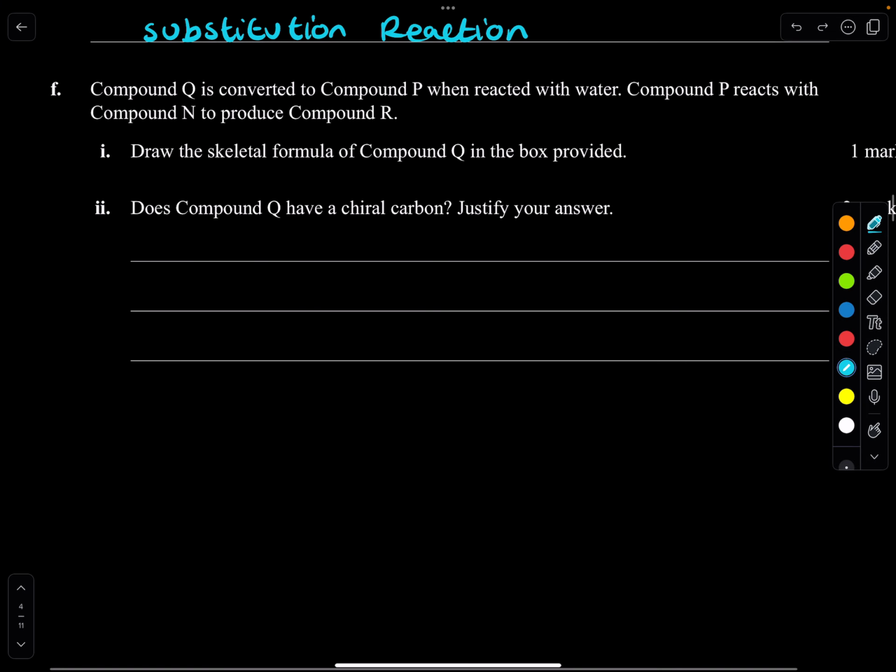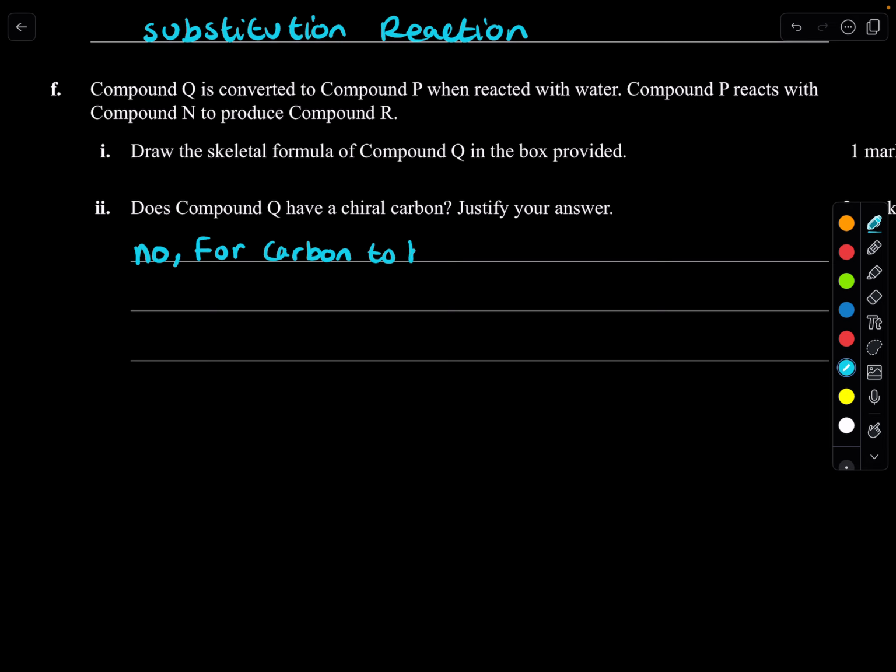Because it's 2 marks, we do have to write some stuff. So we would say no, and we say because, and we'll just describe the definition, the condition for a carbon to be chiral, because you remember 4 different groups must be attached to it. So for a carbon to be chiral, 4 different groups must be attached to it.